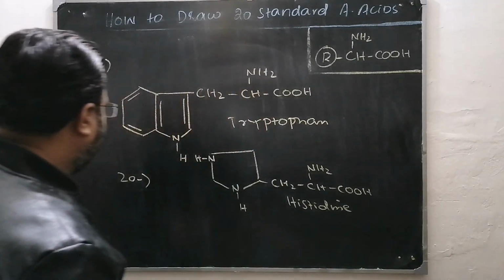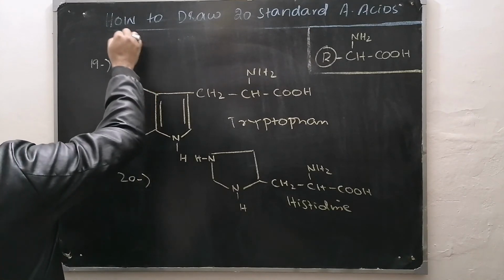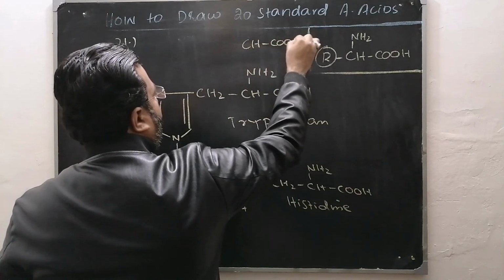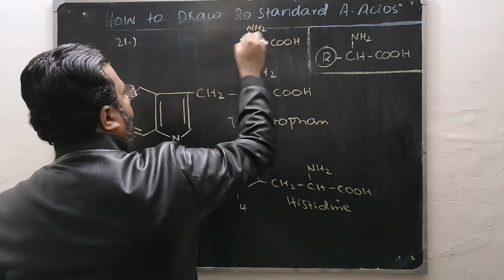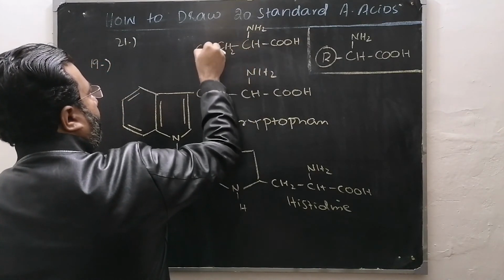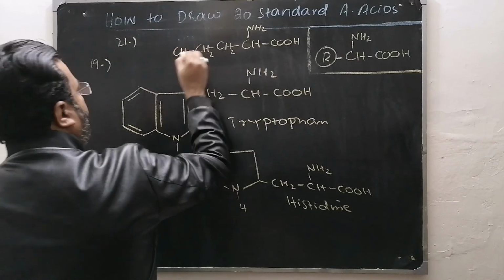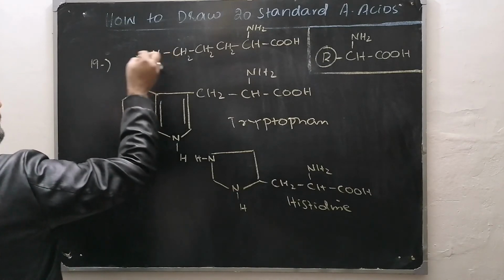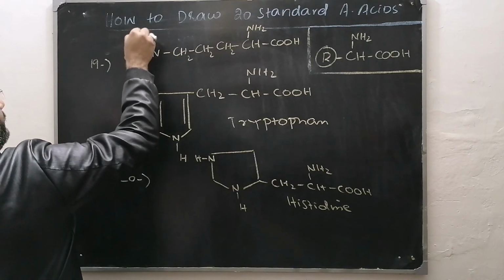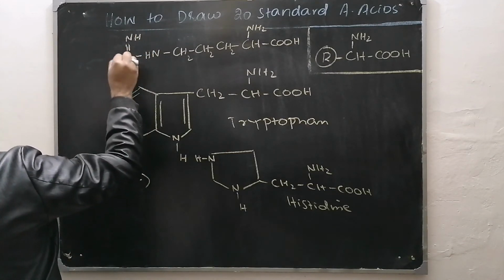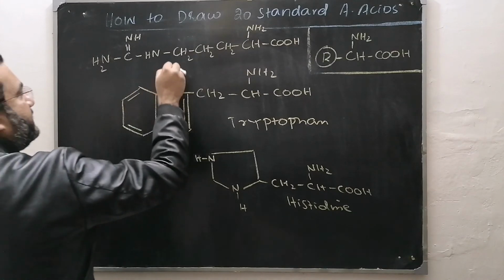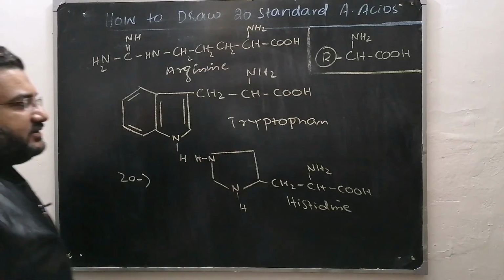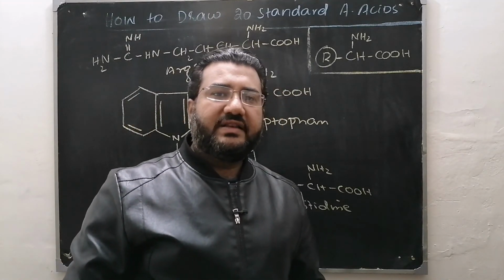And my dear students, as I have mentioned two isomers, leucine and isoleucine, and cysteine and cystine, because of this reason there will be a 21st amino acid as well. So the structure of that amino acid will be, and this one is the structure of arginine. So these are the structures of the 20 standard amino acids.